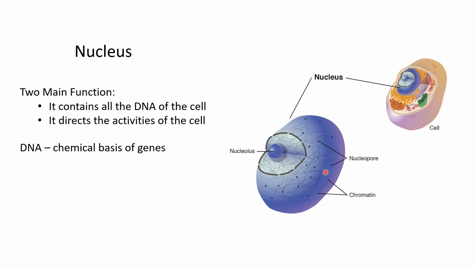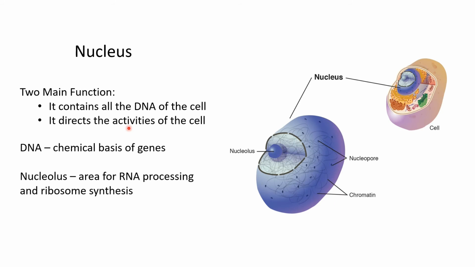Actually, the nucleus has two main functions. It contains all the DNA of the cell, and it directs the activities of the cell. The nucleus of the eukaryotic cell contains a dense body, which we call the nucleolus. It is rich in RNA, particularly the ribosomal RNA, which enters the cytosol through the nuclear pores. The nucleolus is the area for RNA processing and ribosome synthesis. It is very prominent in cells actively synthesizing proteins.